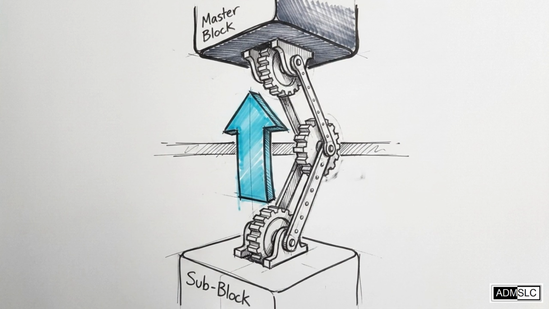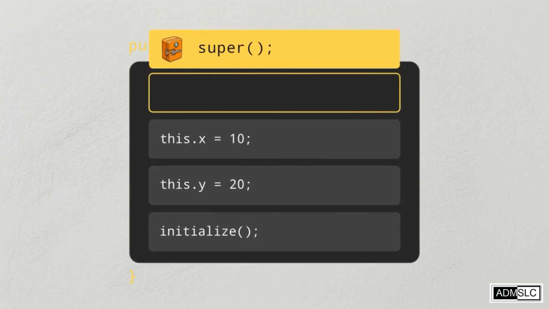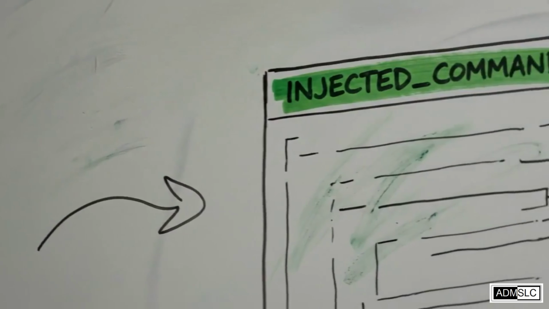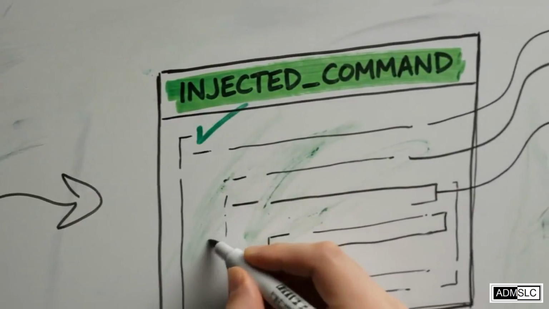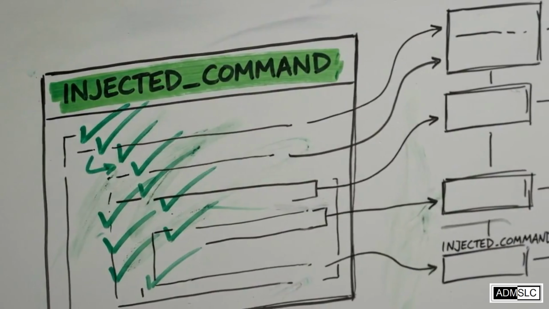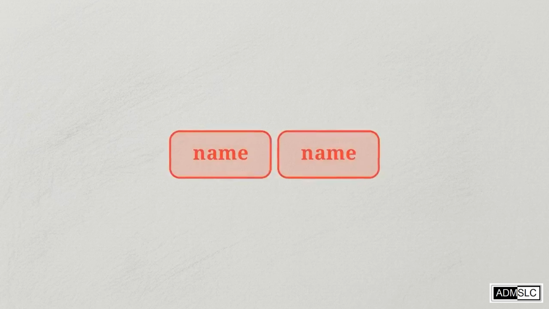Developers control this upward execution chain using the super keyword. When called as a method, super must physically be the first statement executed inside a subclass constructor. If a developer omits this call, the Java compiler invisibly injects a default no-argument super call to enforce the top-down initialization rule. The super keyword has a secondary utility.